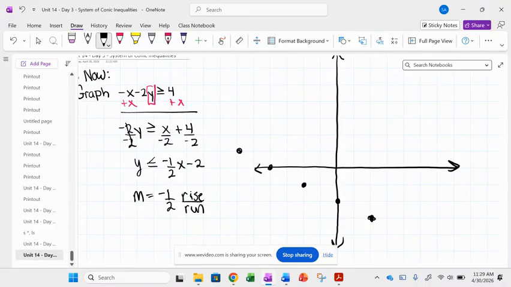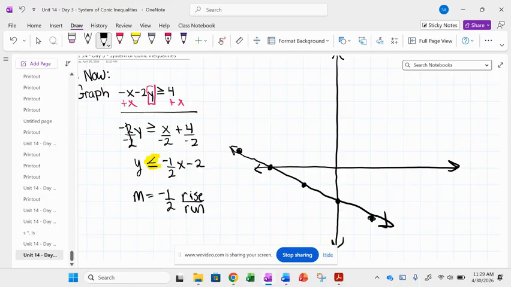Up 1, left 2. And now I have to decide, when I connect these points, am I going to connect it with a solid line or a dashed line? And how do we know? Good. It's solid because the inequality is less than or equal to. Because of that line underneath the crocodile mouth, we are now connecting this with a solid line.